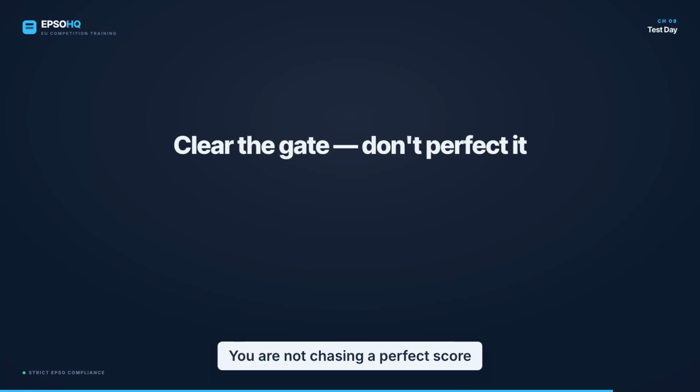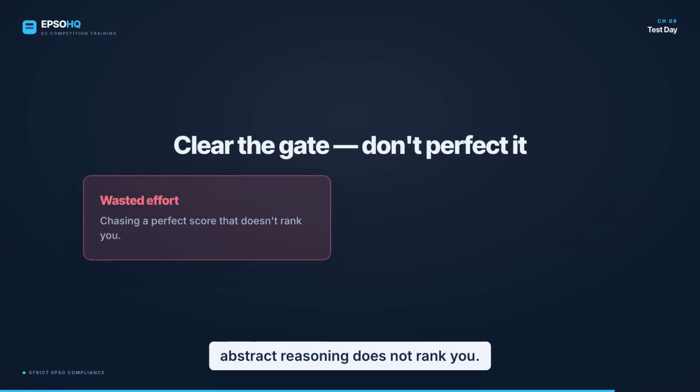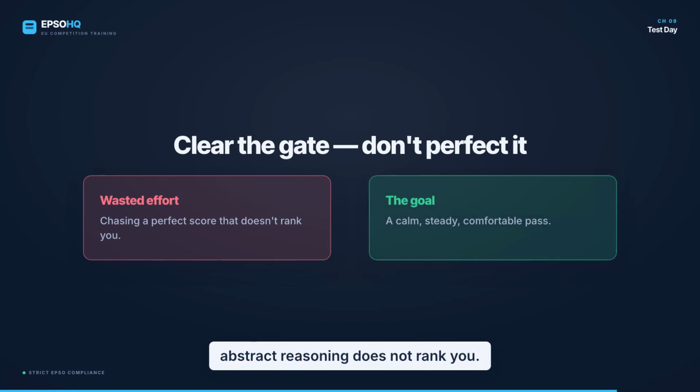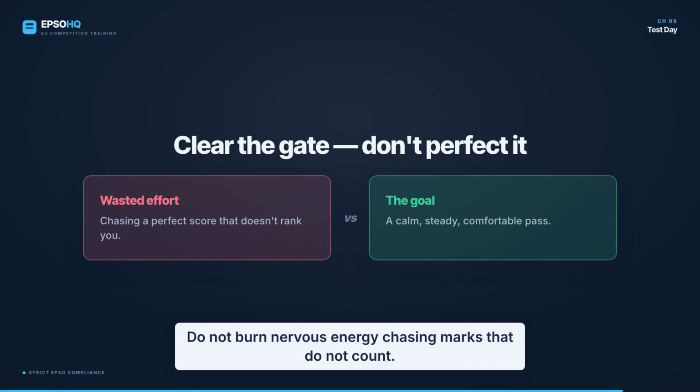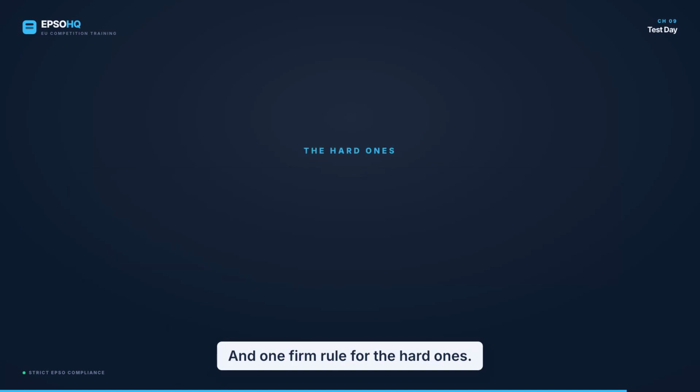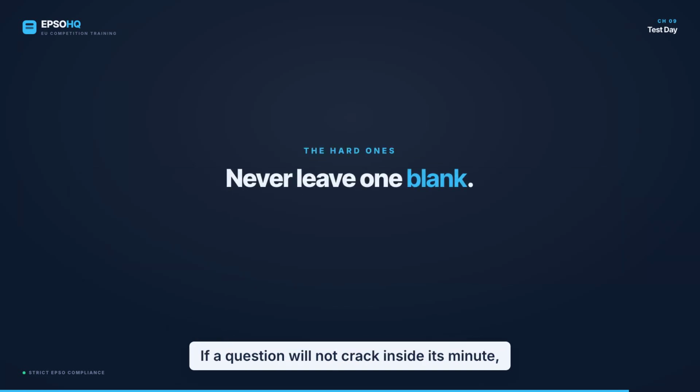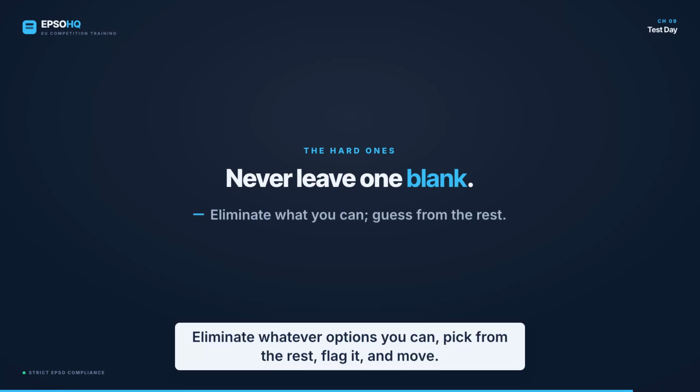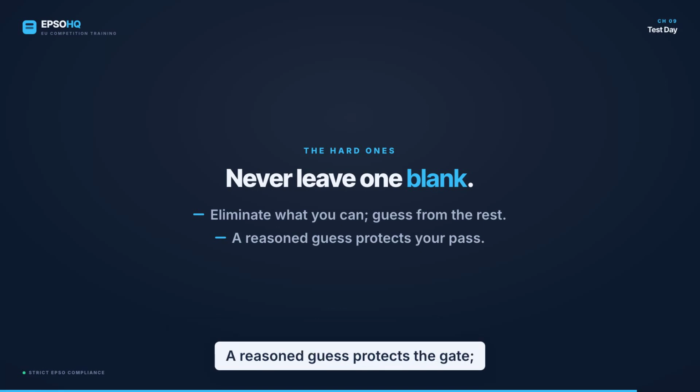Keep the gatekeeper mindset. You are not chasing a perfect score. Abstract reasoning does not rank you. You are clearing a threshold. A calm, steady pass is a complete success. Do not burn nervous energy chasing marks that do not count. And one firm rule for the hard ones. If a question will not crack inside its minute, never leave it blank. Eliminate whatever options you can, pick from the rest, flag it, and move. A reasoned guess protects the gate. A blank simply gives a mark away.